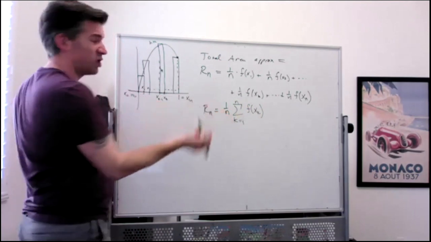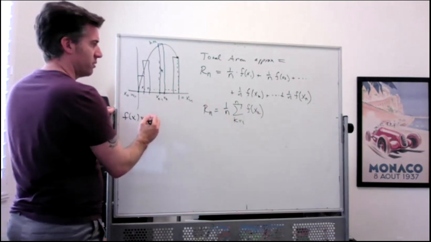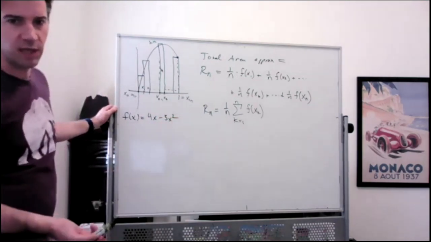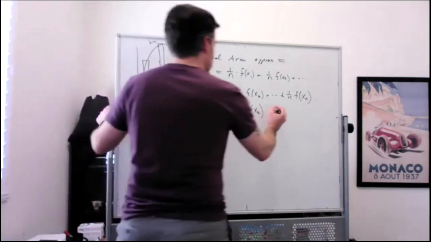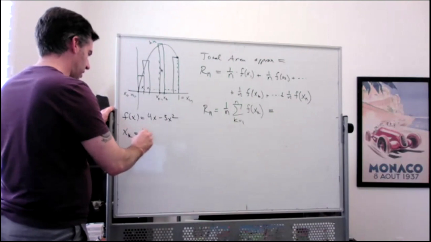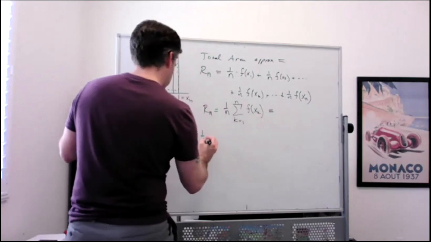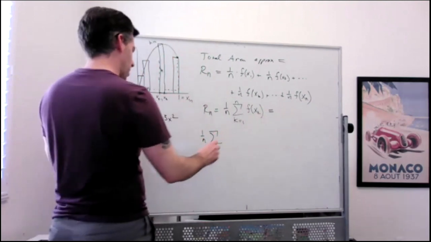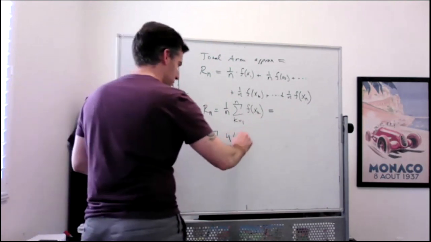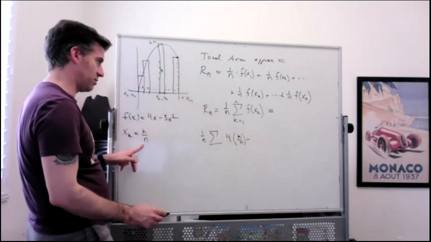So then we're actually going to use the function. Remember that the function is, what is the function? I think it's 4x minus 3x squared. That sounds right. Yeah, it is. And I suppose I should say, x sub k is also k over n. So this is going to be 1 over n times the sum of 4 times x sub k, not x, but x sub k, minus 3 times x sub k squared.